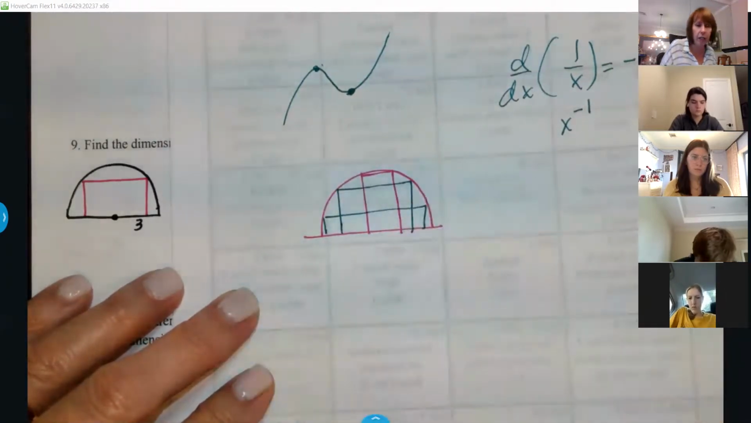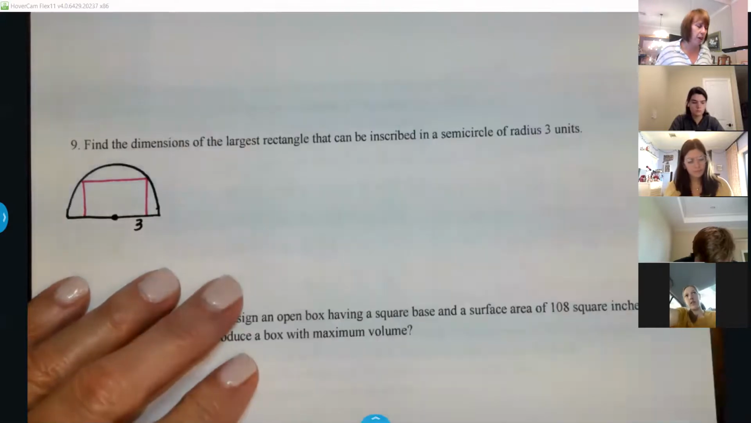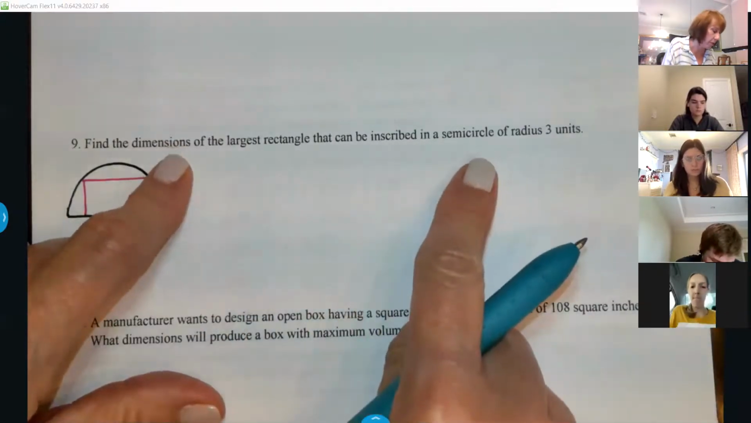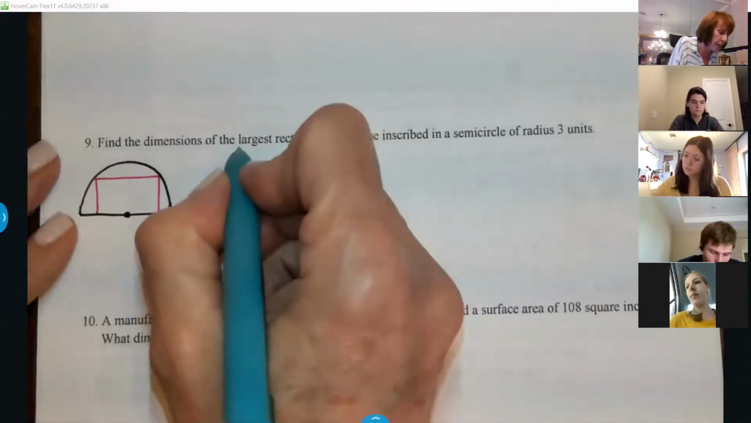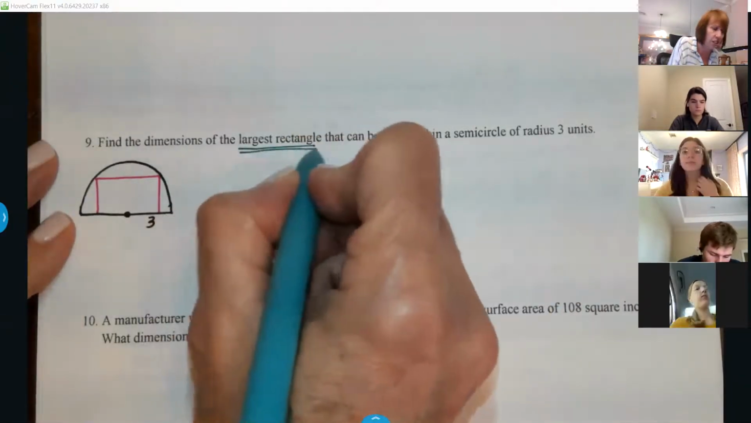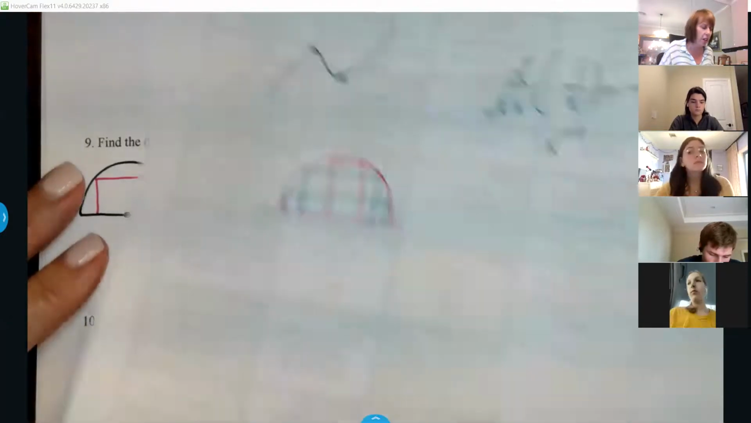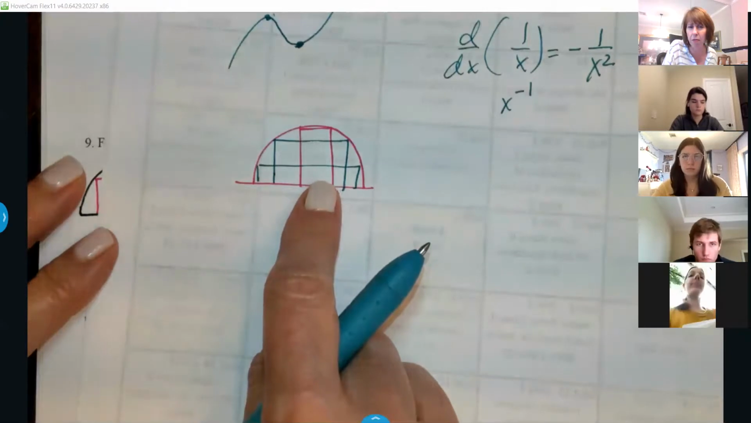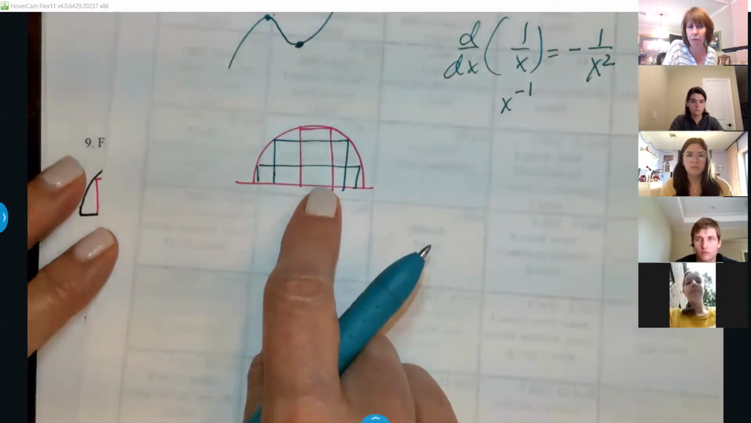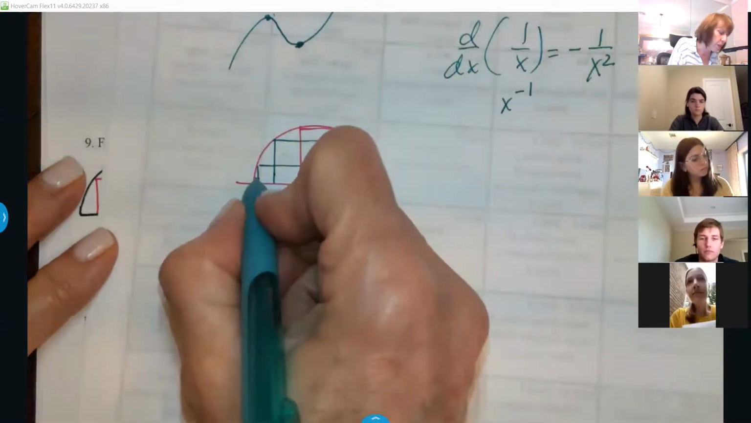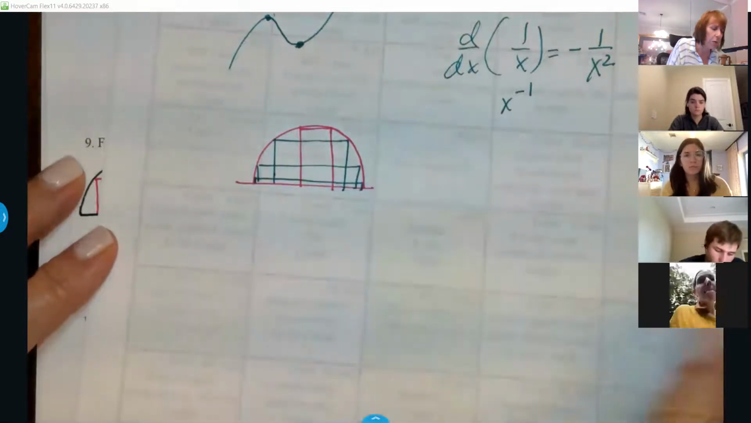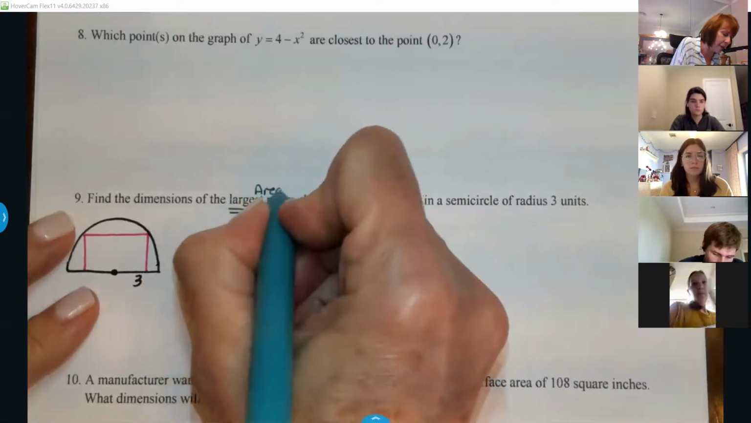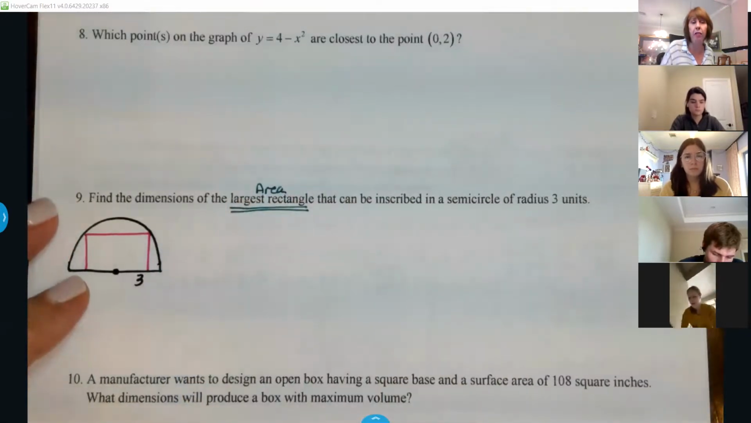So there are lots of rectangles that could be inscribed. We want to find the dimensions of the one that makes it the largest. Well, what do they mean when they say the largest? The greatest area. So by largest, they mean the greatest area. So we want to maximize the area of a rectangle.